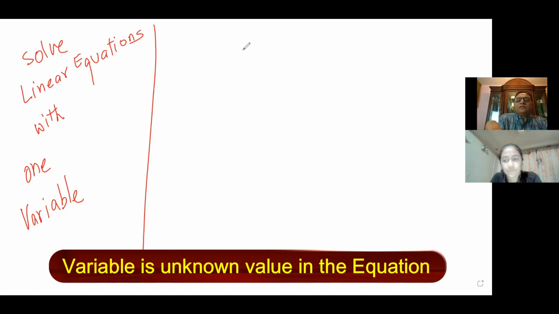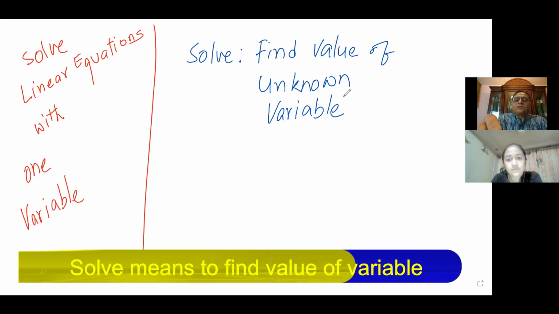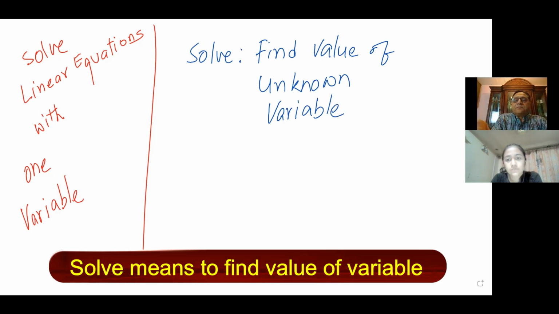Yes. So solve means what? Understand that. Solve means find the value of the unknown. Let me say unknown variable. Is that clear to you? Yes. Perfect. So let's begin with very simple examples.